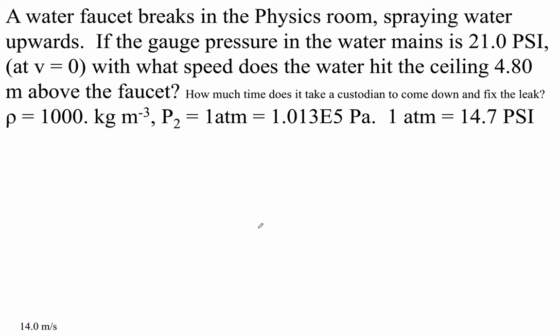A water faucet breaks in the physics room, spraying water upwards. If the gauge pressure in the water mains is 21 psi at velocity 0, with what speed does the water hit the ceiling 4.8 meters above the faucet? How much time does it take?